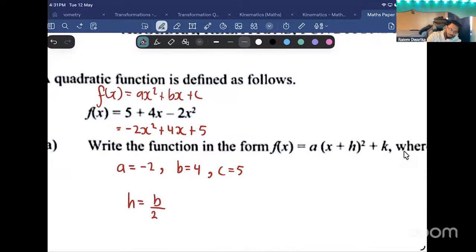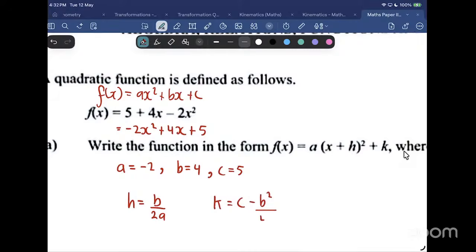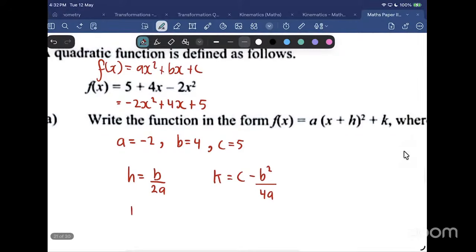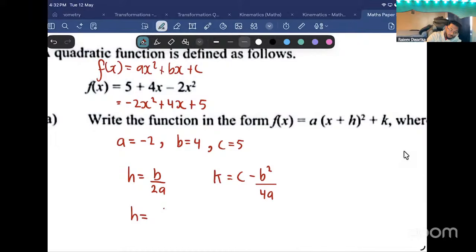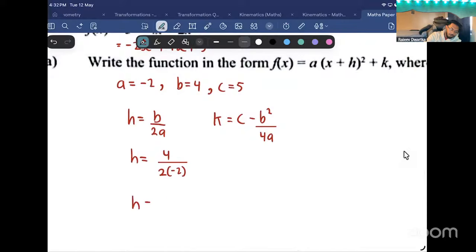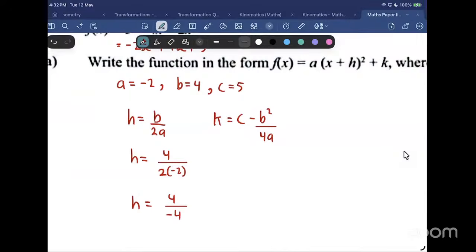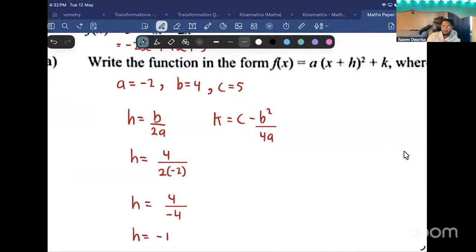Good. If you want to complete the square, you need to remember that H is equal to B over 2A. And you need to remember that K is equal to C minus B squared all over 4A. And so H is going to be B. Now B is 4, A is minus 2. So it's going to be 4 over minus 4. What is 4 over minus 4? Minus 1. You have a positive 4 divided by a negative 4. Negative 1.